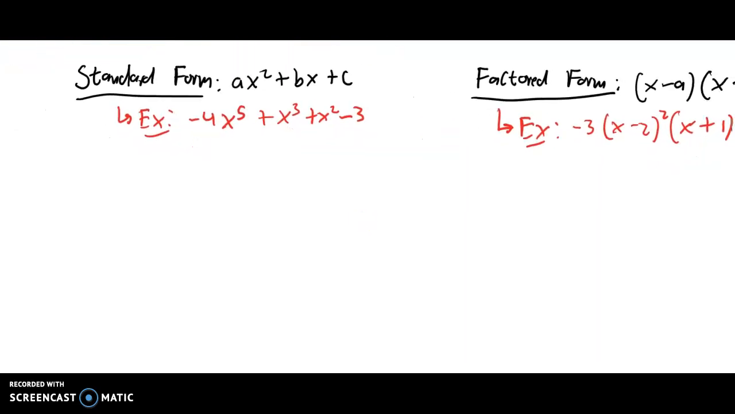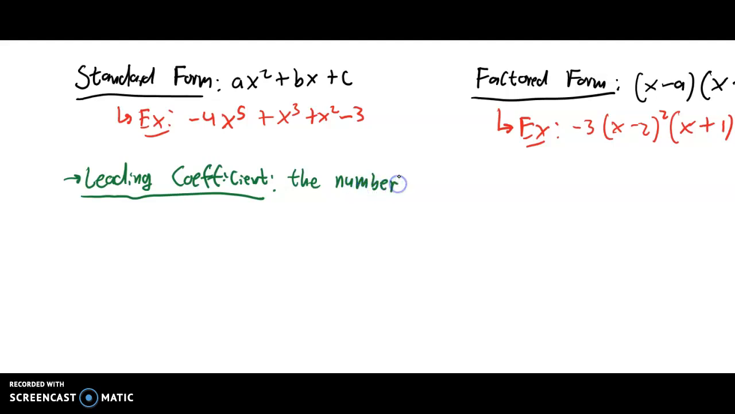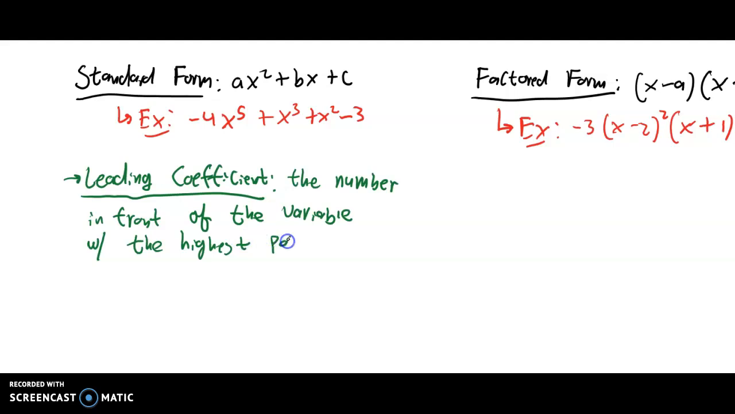So, our word is leading coefficient. A leading coefficient in standard form is the number in front, like a coefficient is a number in front, but it's in front of the variable with the highest power. So in our example, this leading coefficient, we'll say LC, is negative 4, because 5 is the highest power, and the number in front is negative 4.